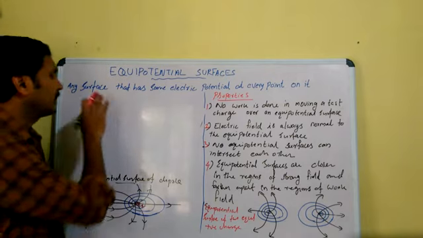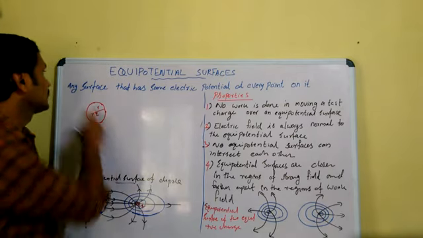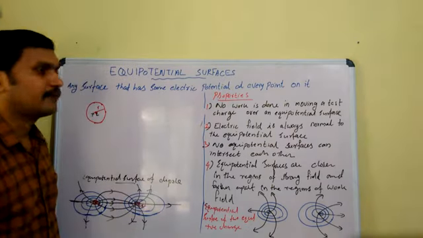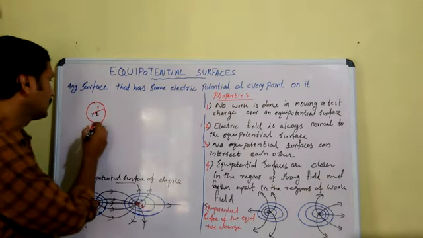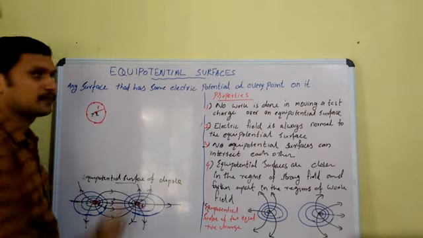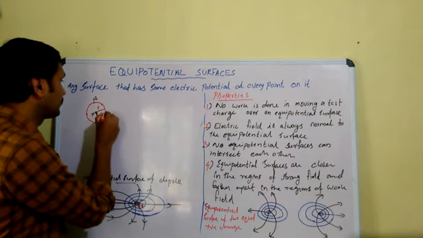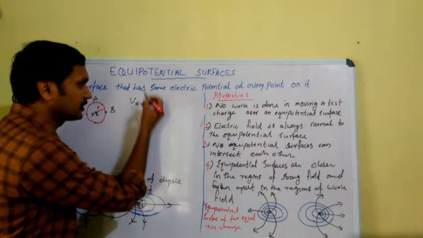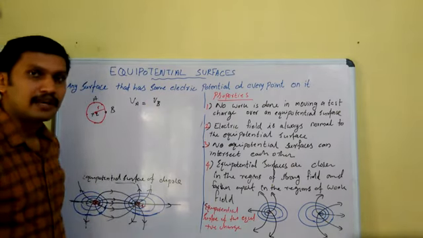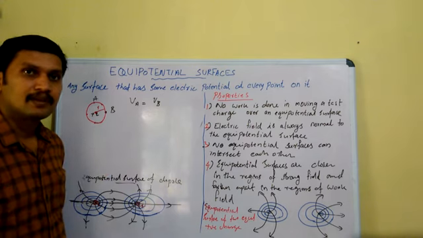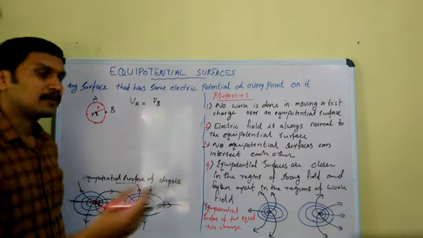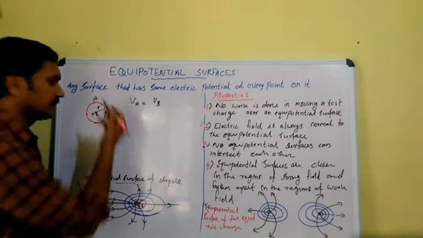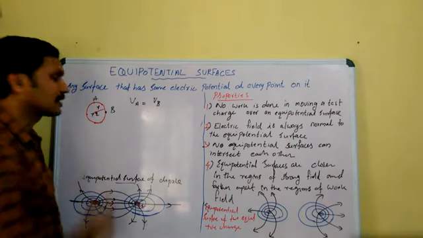So we can define an equipotential surface as any surface that has the same electric potential at every point on it. If you take many points on this equipotential surface, the points A and B have the same potential. Potential at A should be equal to potential at B. So it is known as an equipotential surface. We can draw many equipotential surfaces for the same charge. Now we have drawn an equipotential surface, a sphere of radius r.